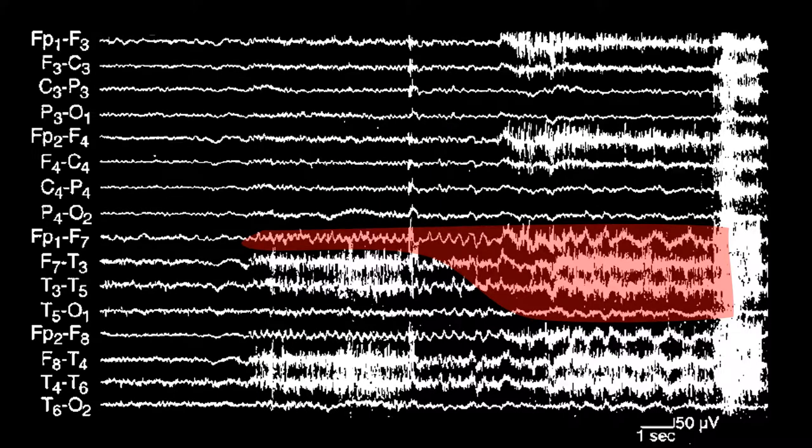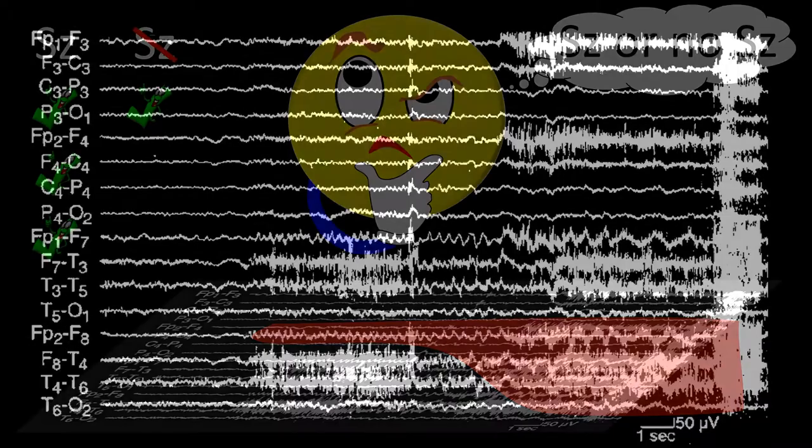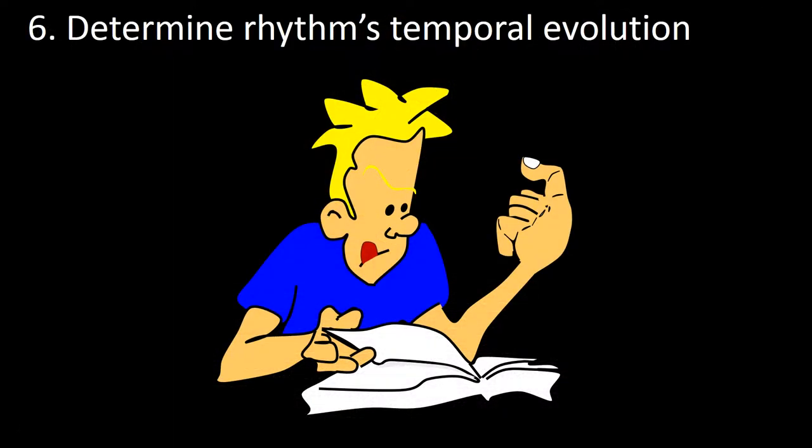I have shaded red the spatial evolution of the activity in the left hemisphere and in the right hemisphere. This spatial evolution fits with the diagnosis of a seizure. So we place another check mark in the seizure column and move on to the sixth step.